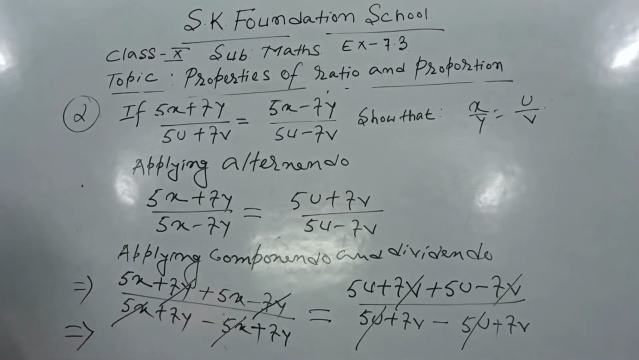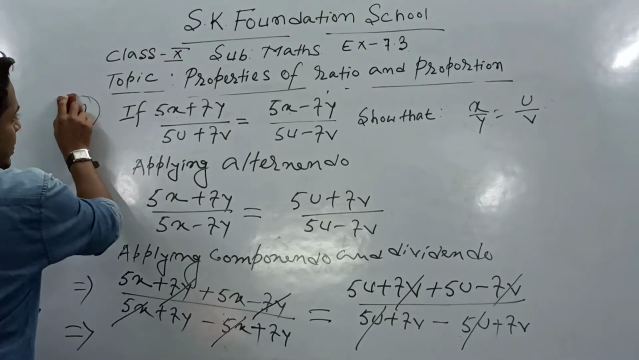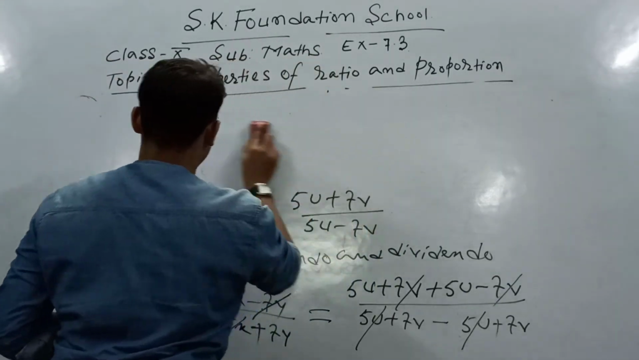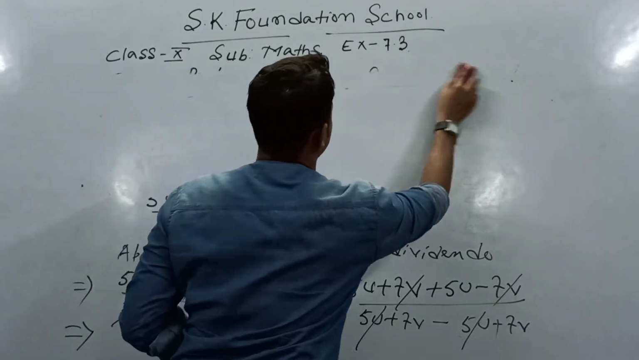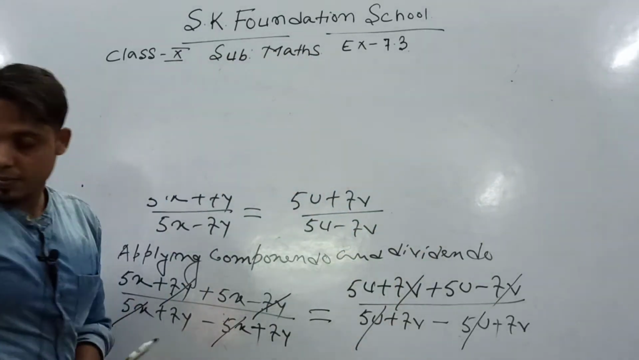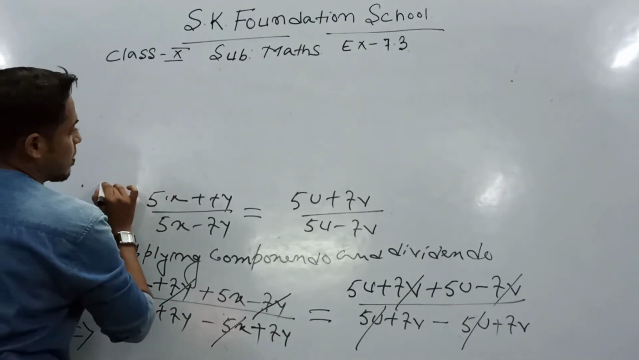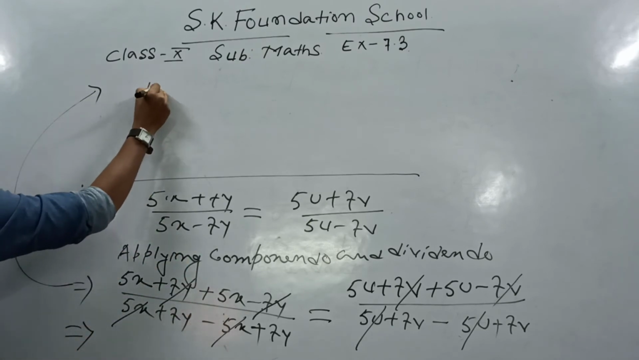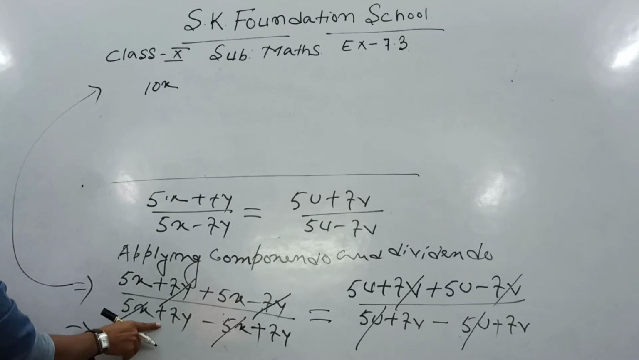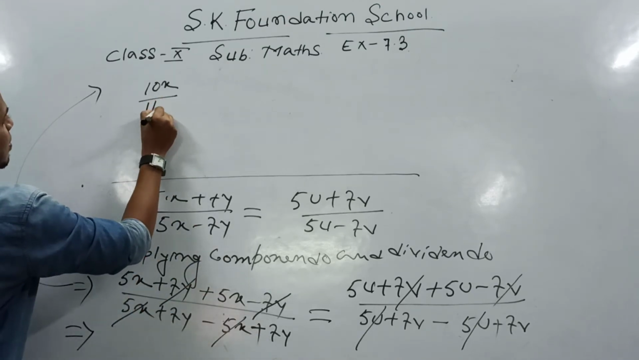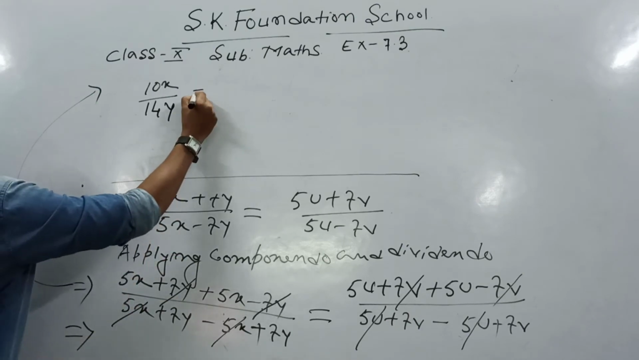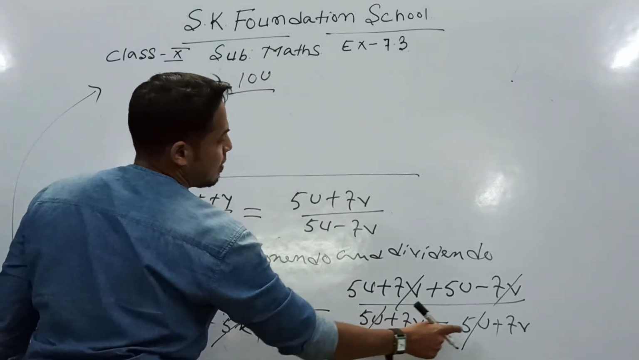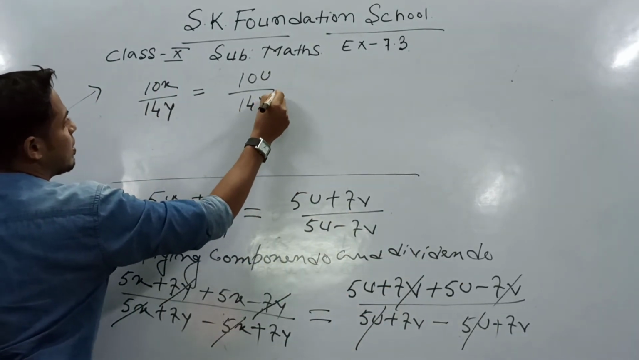5x, remaining part, 5x plus 5x, that means 10x, and denominator 7y plus 7y, that means 14y, equals 5u plus 5u, 10u, 7b plus 7b, that means 14b, right?